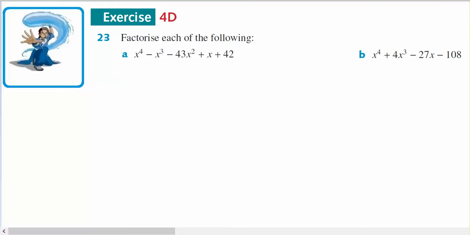This is for year 12 methods. It comes out of chapter 4, polynomials. It's 4D question 23. We are asked to factorise this quartic. So there could be up to four linear factors.